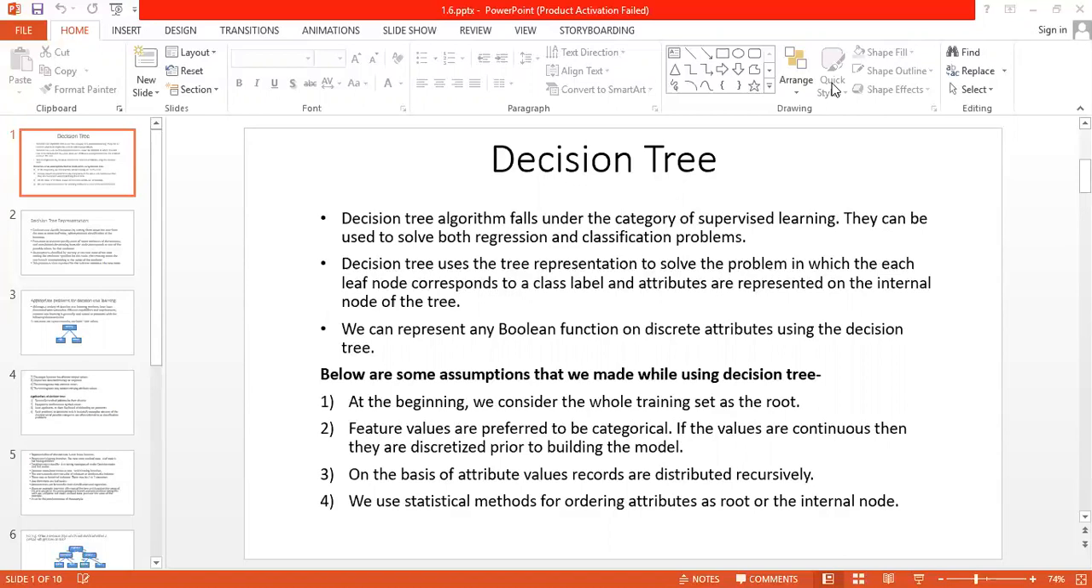Decision tree uses the tree representation to solve the problem, in which each leaf node corresponds to a class label and attributes are represented on the internal node of the tree. We can represent any Boolean function on discrete attributes using the decision tree.